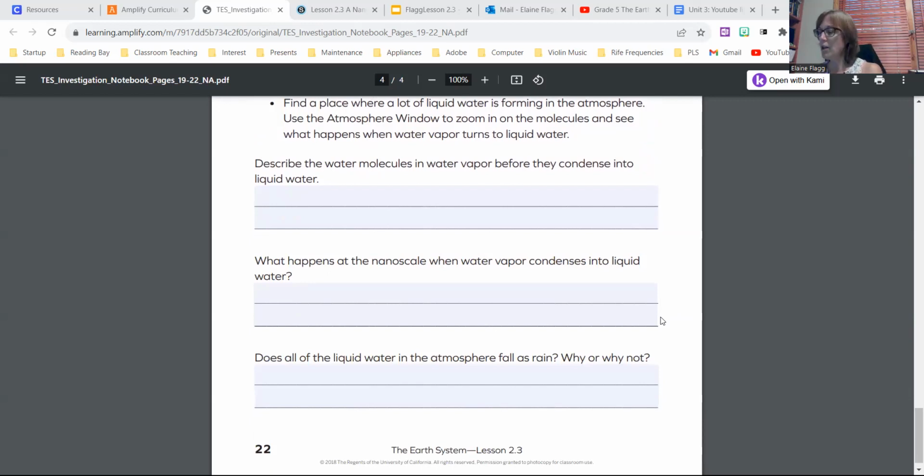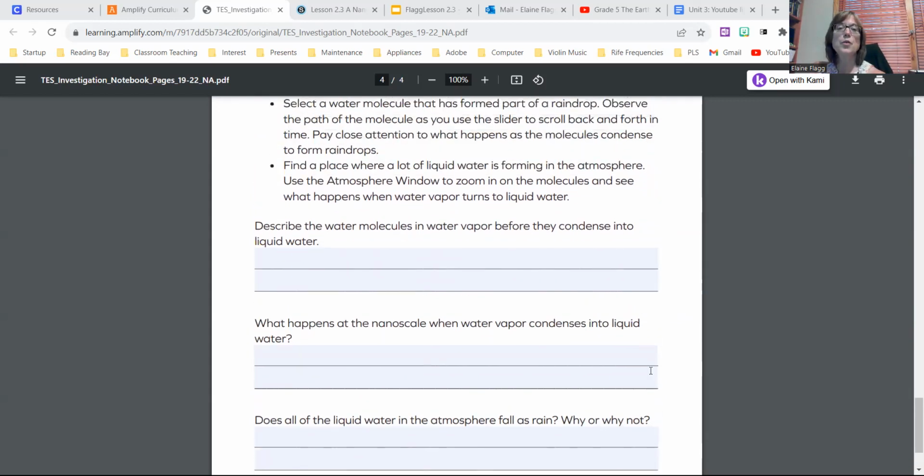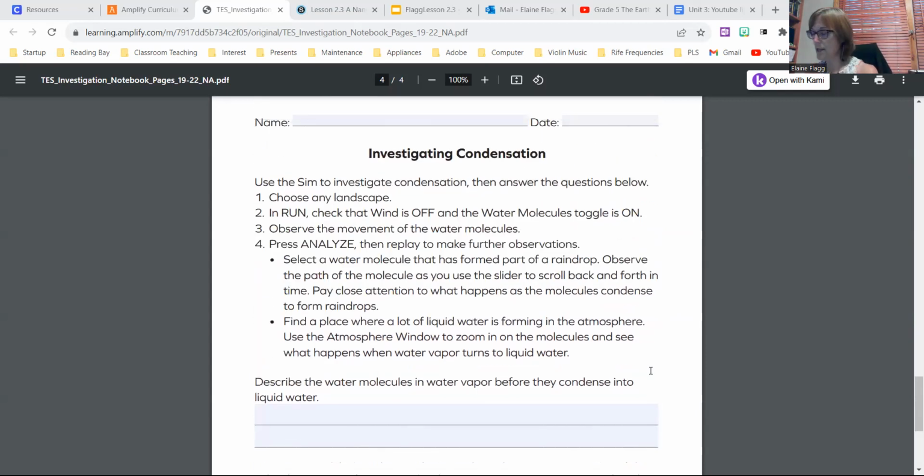Describe the water molecules in water vapor before they condense into liquid water. What happens at the nanoscale when water vapor condenses into liquid water? And then does all the liquid water in the atmosphere fall as rain? Why or why not? So those are going to be the ones that you answer as part of the investigation.